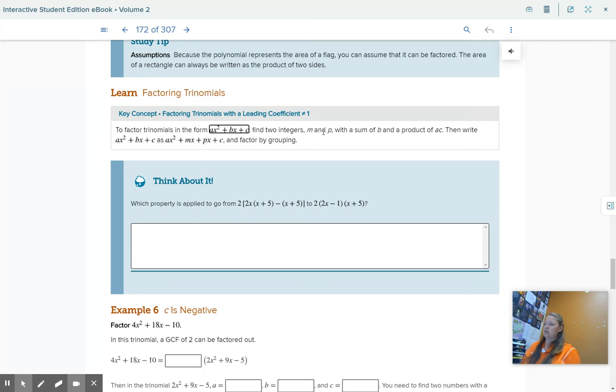product of a times c, so that we can rewrite ax squared plus bx plus c as ax squared plus mx plus px plus c. We want to take bx and split it up into mx plus px, so that we can factor by grouping. So we're going to look at an example of that. We're going to do 4x squared plus 18x plus c.